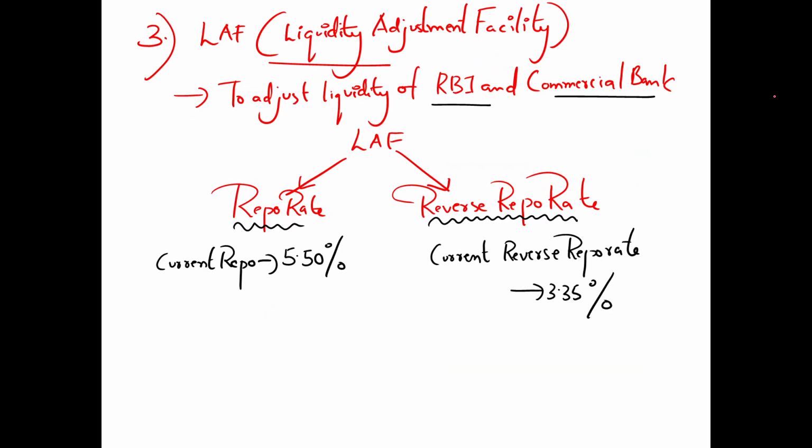And last but not the least, we have learned about liquidity adjustment facility. It is to adjust the liquidity of both RBI and commercial banks. So there are basically two kinds of liquidity adjustment facilities. One is repo rate and the other is reverse repo rate. The current repo rate as on October is 5.50%, and the current reverse repo rate as on October is 3.35%.